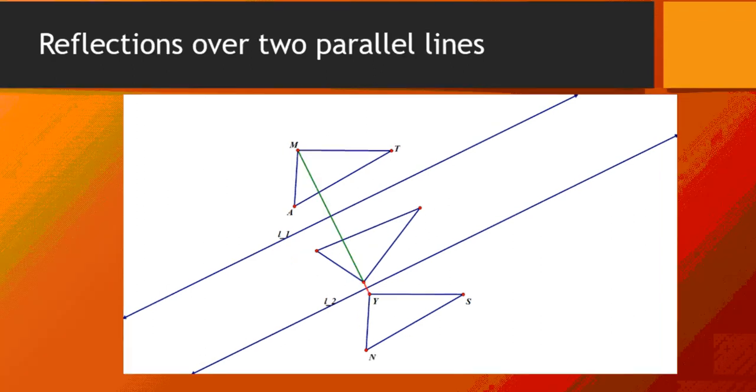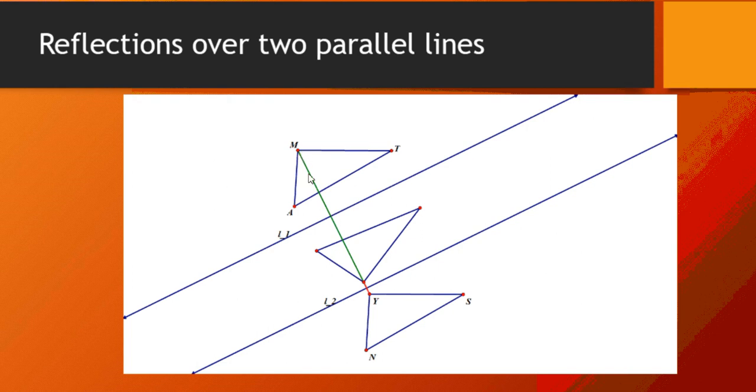Can we justify that? Sure we can. The reflection over L1 takes point M, this distance to the line, and then this distance through the line to its image over here. And then this image point goes to the line and through the line of reflection, ends up over here. So what do we have? We have a translation along a vector that is perpendicular to the lines of reflection, and that is twice as long as the distance between the parallel lines.